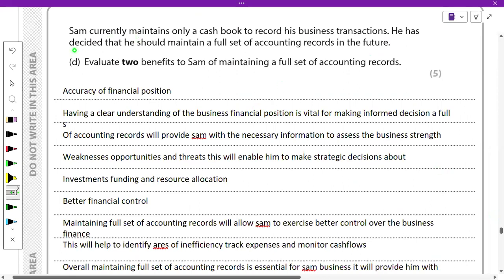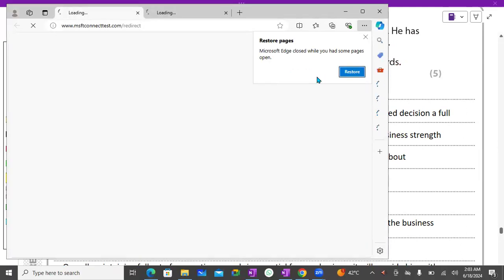We have the next question, B part. Sam currently maintains only a cash book to record his bank transactions, business transactions. So he has decided that he should maintain a full set of accounting records in the future. Evaluate two benefits to Sam of maintaining a full set of accounting records.